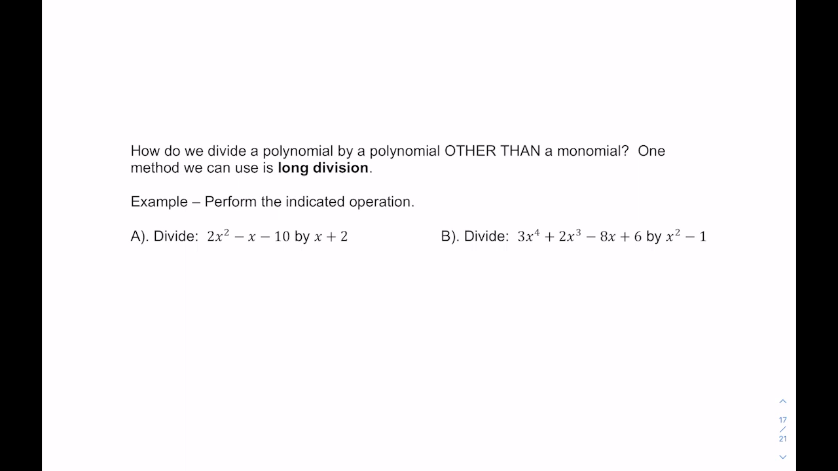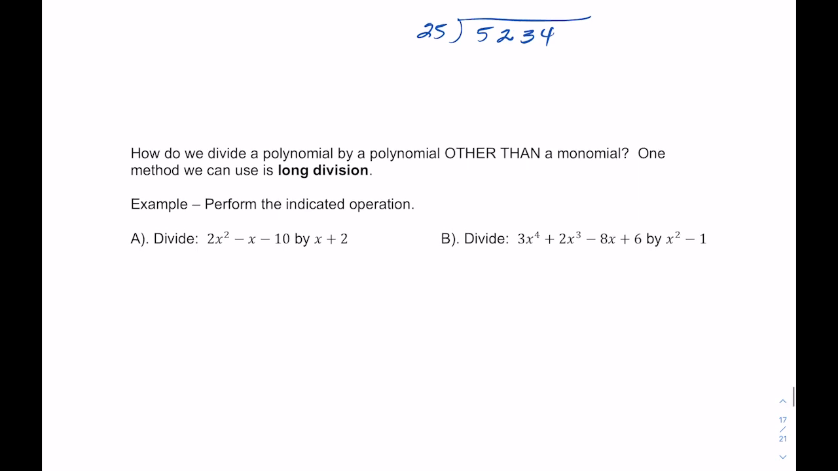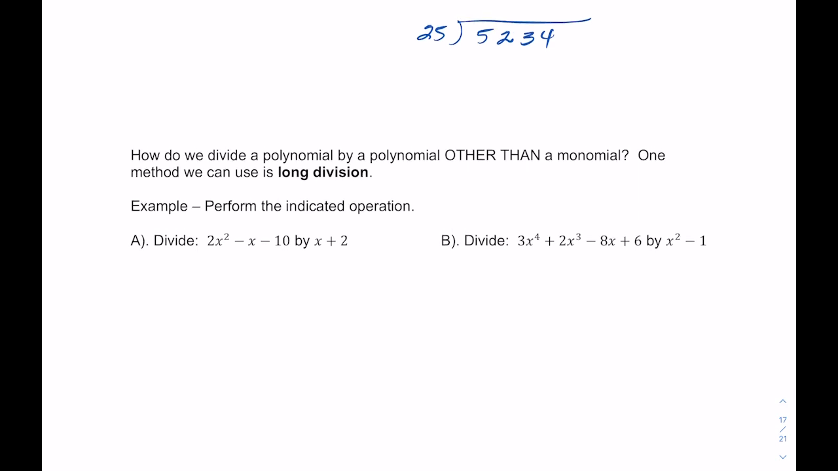So let's say I had 25 into 5,234. So the first step I'm going to do is divide 52 by 25. And 25 goes in 2 times. Okay, so first I divide. Then I'm going to multiply 2 times 25. So my next step is multiply. 2 times 25 is 50.